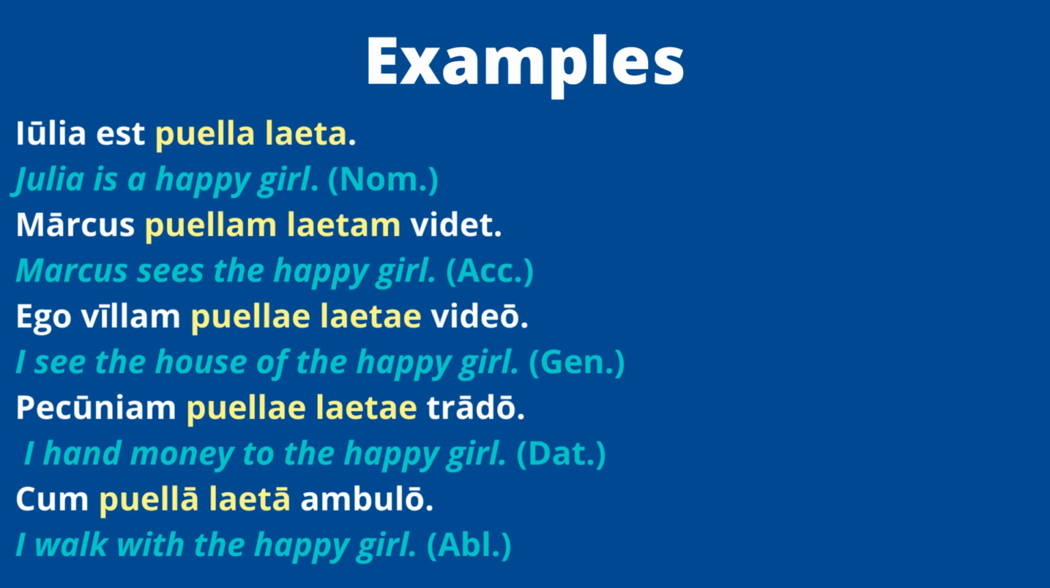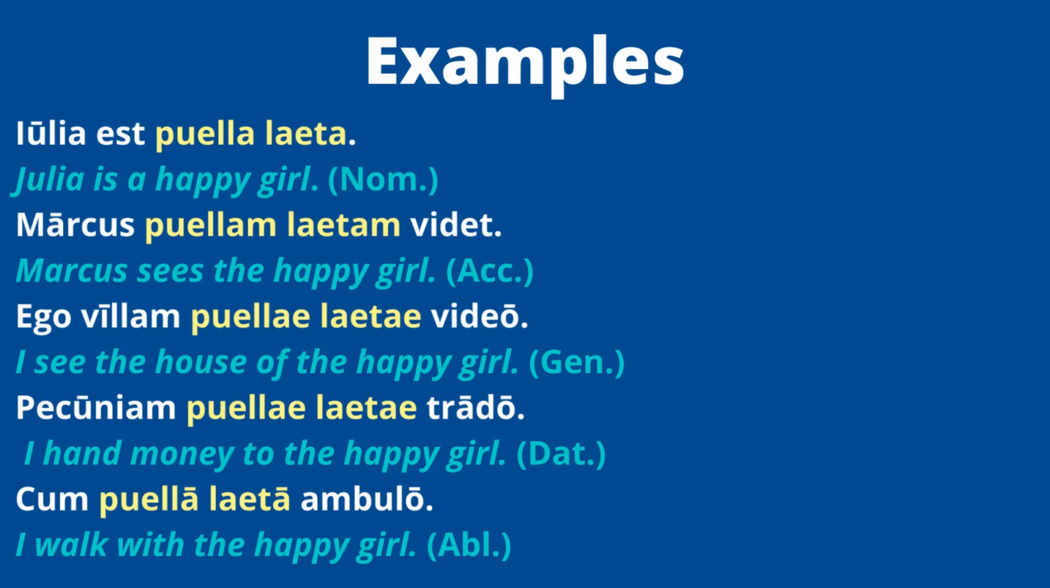Then we have pecuniam puellae laetae trado, right? I hand over money to the happy girl. Puellae laetae, it's dative, right? And you can tell by the context here that it would be dative case. Then the last one we have, cum puella laeta ambulo. I walk with the happy girl. Puella laeta, right? With the long A, they're ablative.